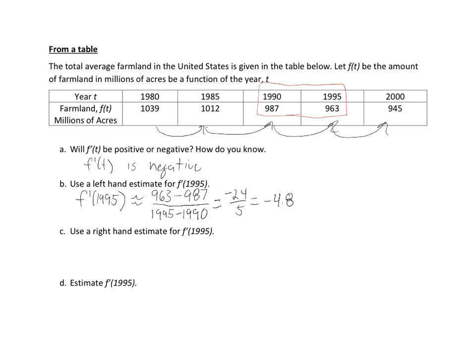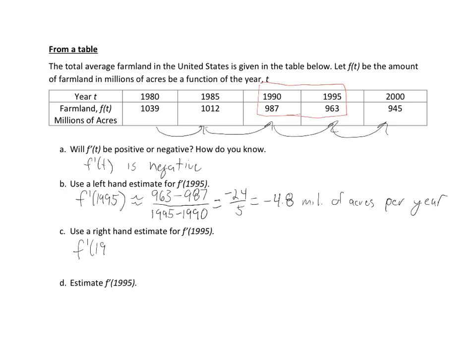And really we should include units with this. Remember, our units are always our output per our input. So I would say that that is negative 4.8 millions of acres per year. So looking at approaching 1995 from the left, we think that we're losing about 4.8 million acres per year. That doesn't tell us exactly 1995, but gives us an idea leading up to it. So to get a better estimate, we want to look at what happens after it and consider that as well, so that we can get an idea of what's happening exactly at 1995.